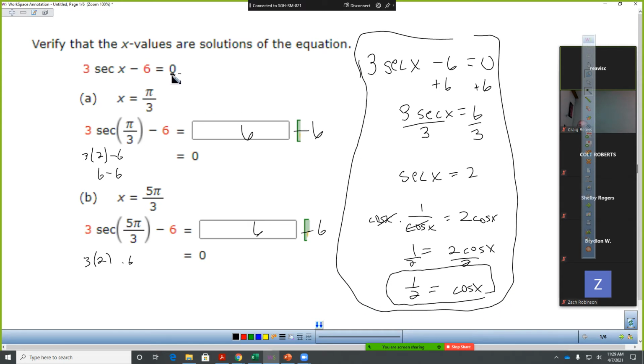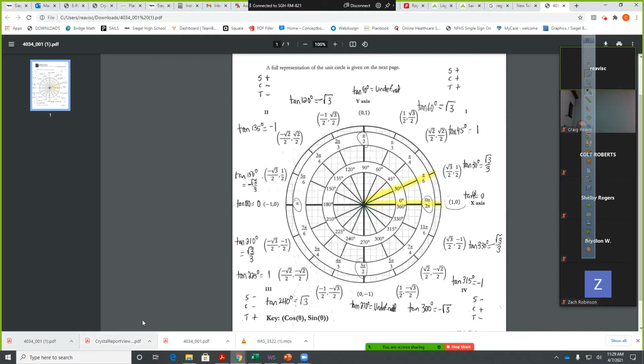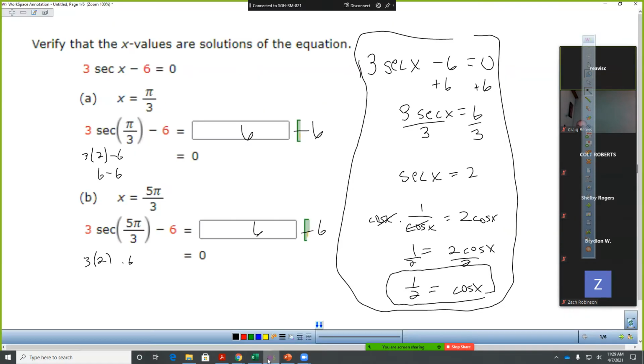And that's how you would actually solve this and get the pi over 3 and 5 pi over 3. But verifying here, they just want us to find the secant of pi over 3 and the secant of 5 pi over 3, which the unit circle does not have. So that's why I went with the fact that the inverse of secant is cosine. When I went to pi over 3, the cosine was 1/2. So I've got to flip it around to get the secant of that, which would be 2 over 1, which is 2. So I would check those two right there.